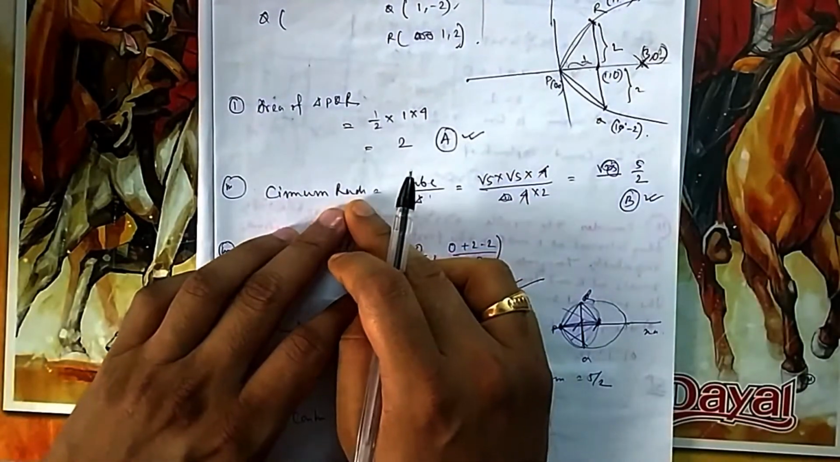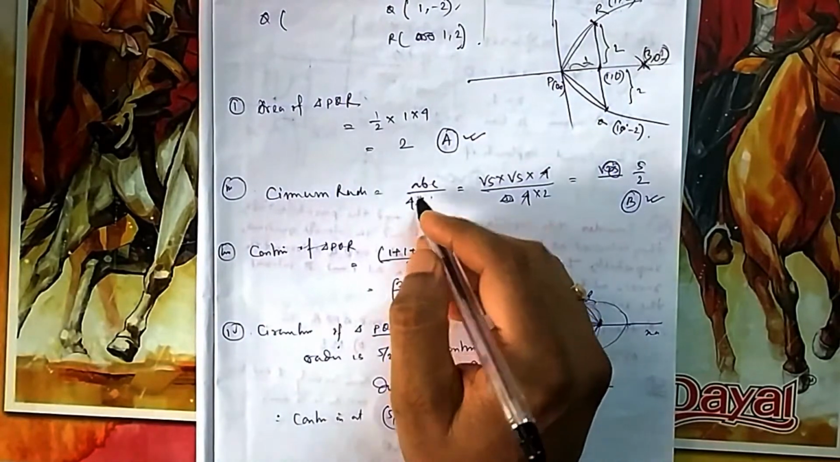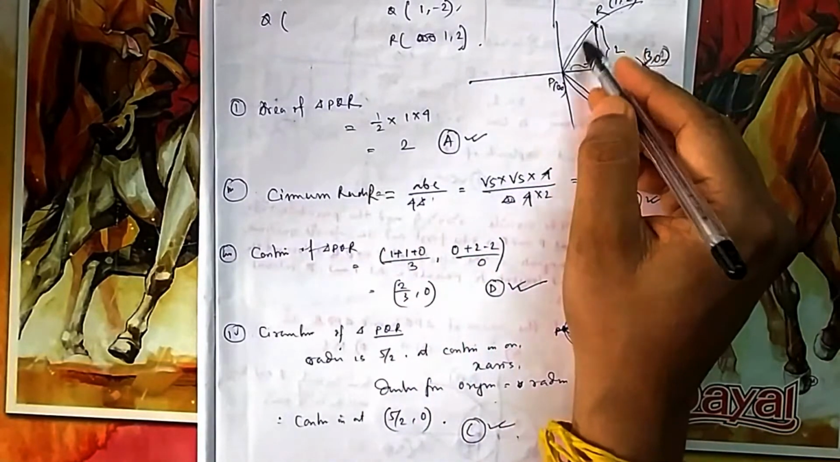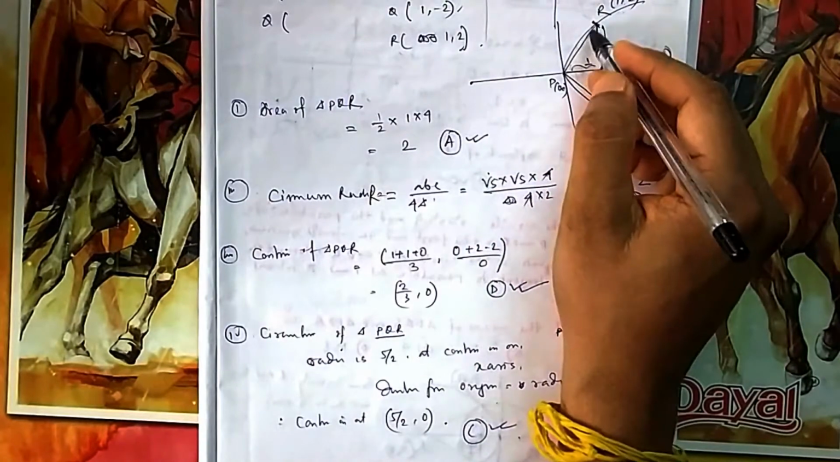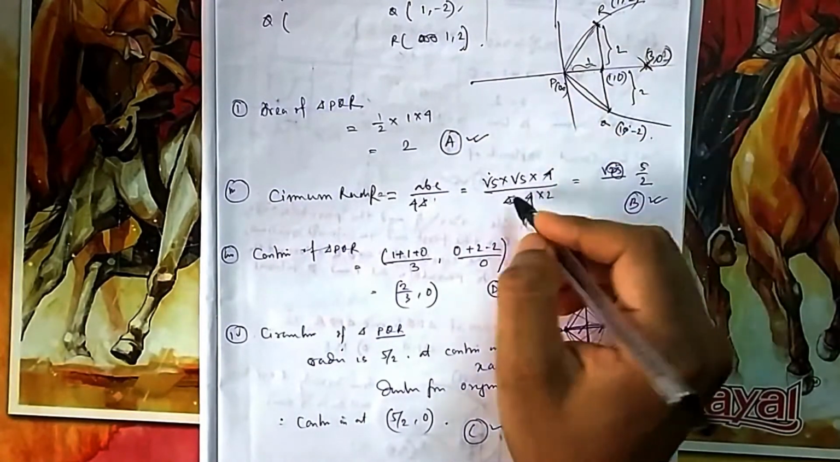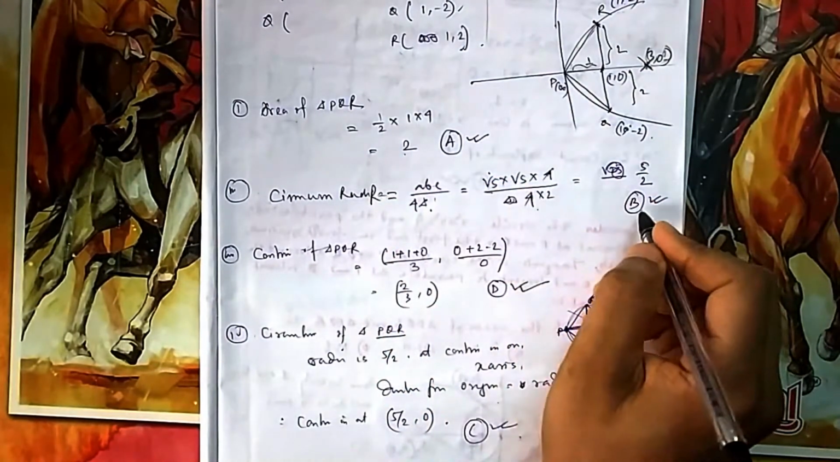Second one, they have asked you to find circumradius. You know this formula from the properties of triangles, trigonometry part 3: abc by 4 delta is equal to capital R, where a, b, c are the lengths of each side. You can calculate this length using the distance formula. I am not showing you; you can find it. It is root of (2 plus 2) square plus 1 square, root 5. This is also root 5 and this is 4. And delta is this area, which you have already calculated. So you put all this in and you will find this.